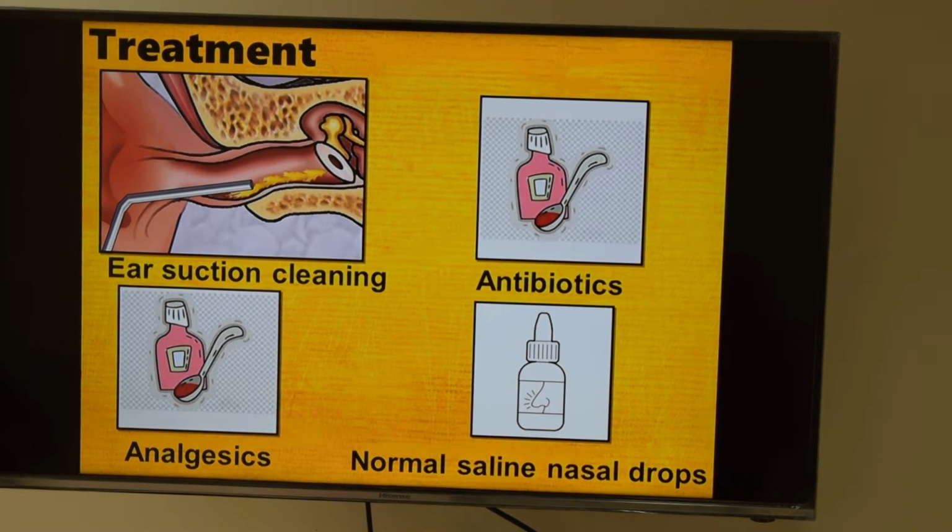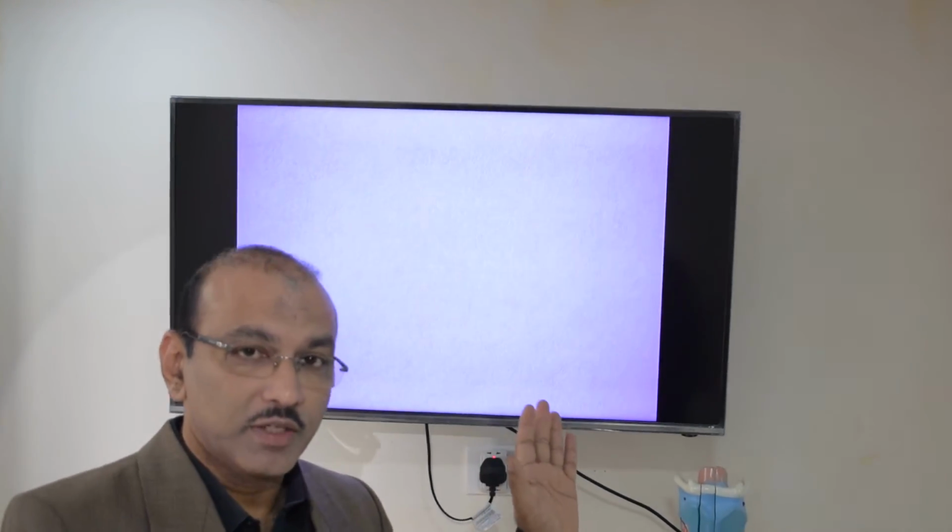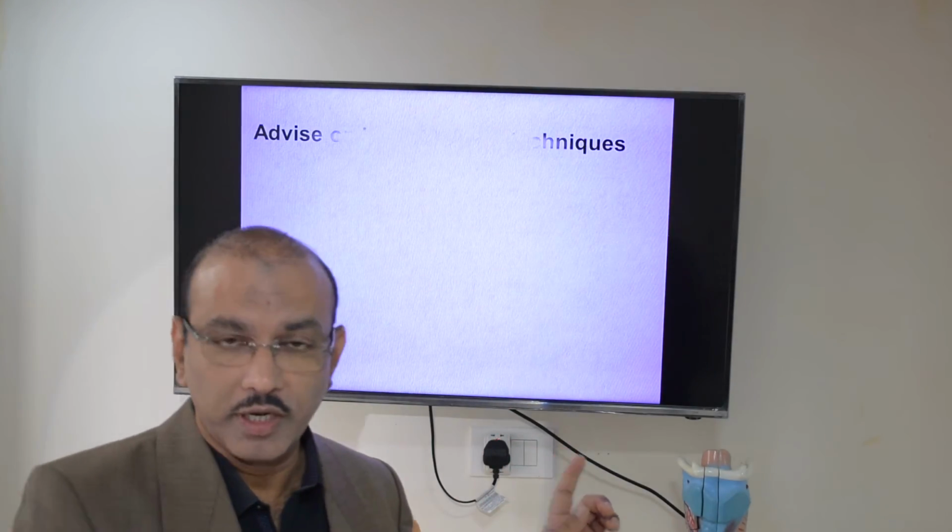Now let us see how you prevent this condition so that it doesn't come back again. Whenever you have recurrence, we should know that there is a cause for it. So to prevent, what are the advices? When the patient is less than 2 years and breastfeeding is going on, it means the technique of breastfeeding is not proper. That's what it means.